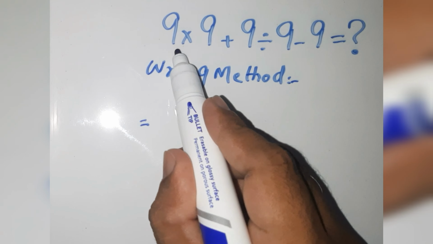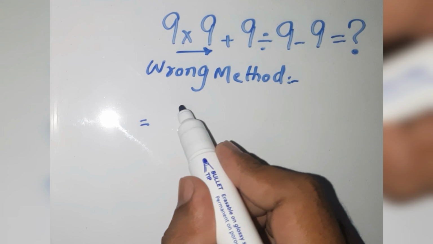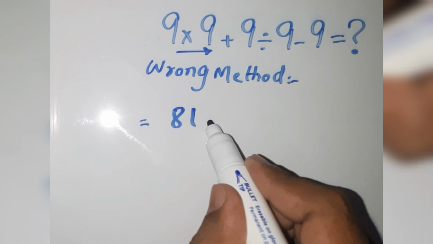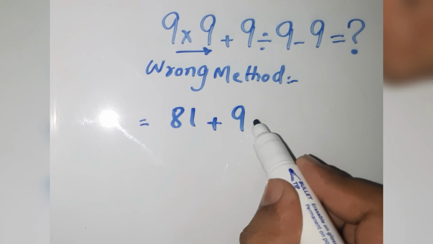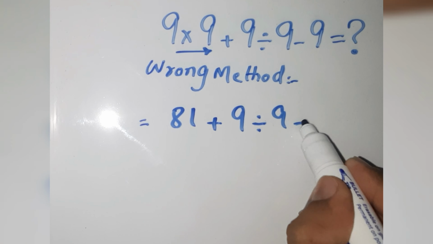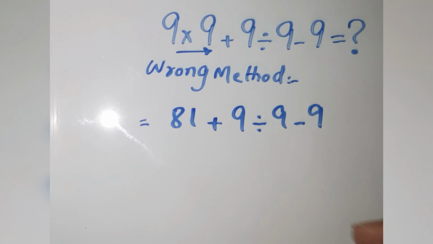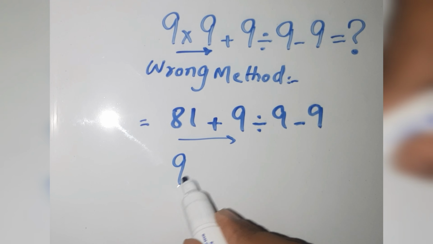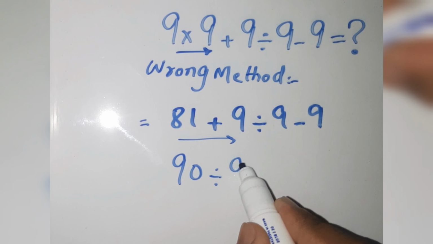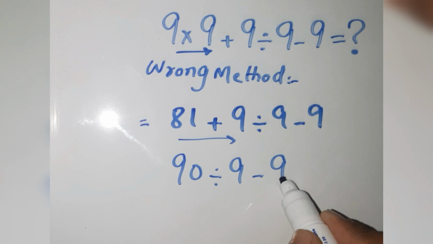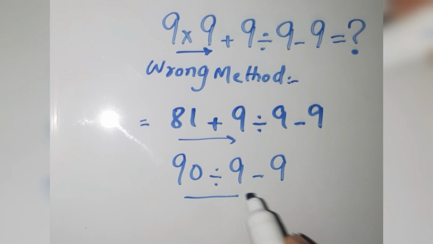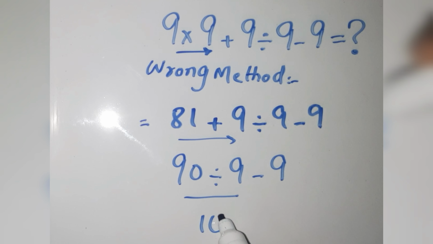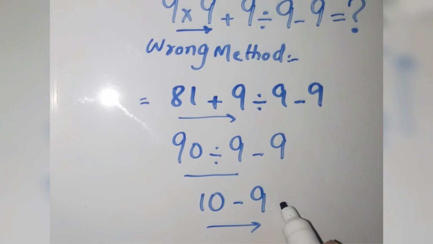Here first we do times. 9 times 9 gives us 81, plus 9 divide 9 times minus 9. Here 81 plus 9 gives us 90, divide 9 minus 9, and then 90 divided by 9 gives us 10 minus 9, and finally subtraction. 10 minus 9 gives us 1.